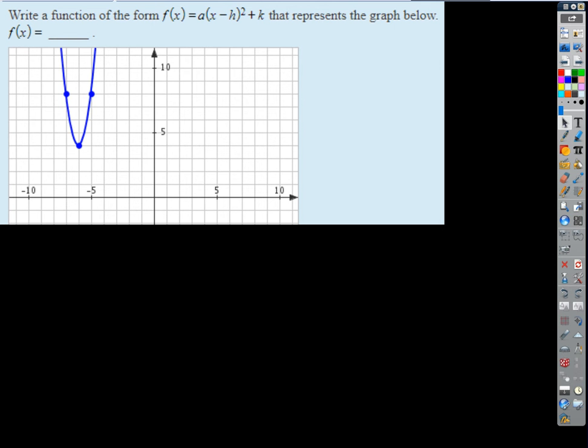So let's talk about one like this. This is a review problem from Unit 3. That's all this is. So we want to write a function in this form. What do we call that form? Oh, that's vertex form. Very good. That represents the graph below, right? So like any of the forms of the quadratic functions, we just need to be able to know what the numbers are, the parameters, a, h, and k.